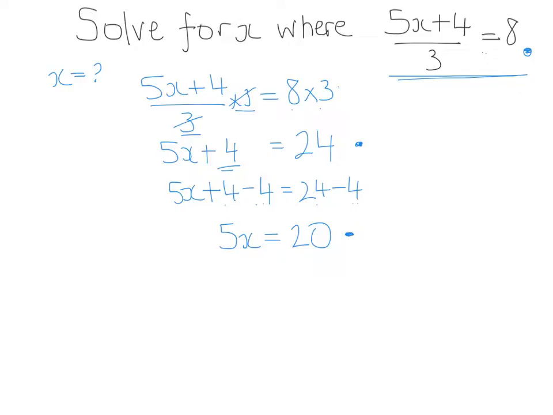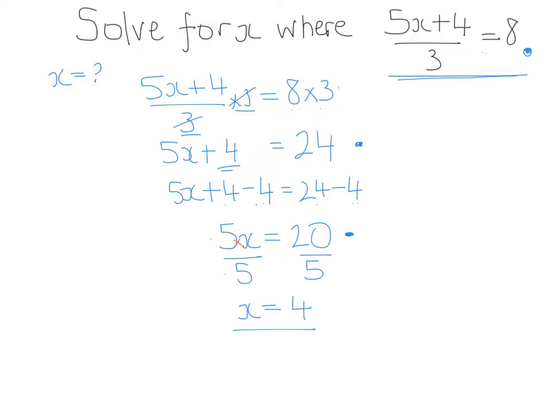Well, between the 5 and the x is a times. The opposite of a times is a divide. So I think I'll divide by 5 on both sides. Times by 5, divide by 5, they're opposites and will cancel out. So it'll just leave the x. 20 divided by 5 is 4. So the answer will be x equals 4.